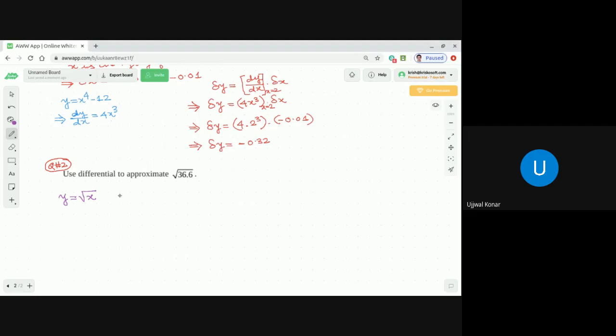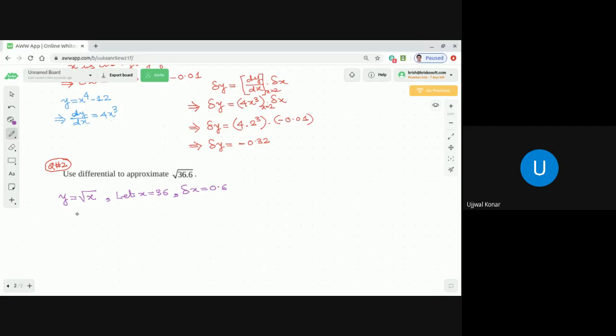And let x equal to 36 and delta x equal to 0.6. Then x plus delta x becomes 36 plus 0.6, that is 36.6. Correct or not? So then what we need to find? We need to find the value of square root of 36.6. So let us derive one by one.